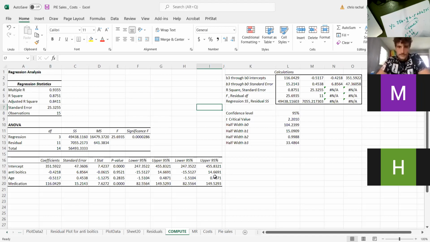25 and intercept 351. Antibiotics is 4. Age is 5. And medication is 116.